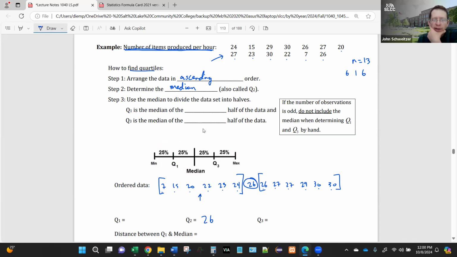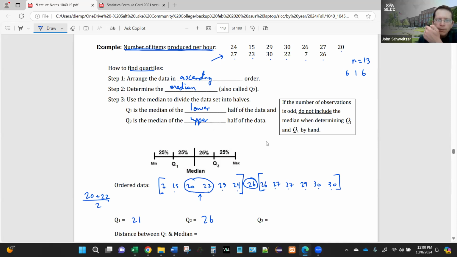Okay, so we have 6 in the lower half. 6 is even, so we know we're going to be taking the average of the middle 2. Stop me if you have any questions here. So I'm going to go 20 plus 22 divided by 2, and we have our first quartile there. Okay, so Q1 is the median of the lower half of the data, and Q3 is the median of the upper half of the data.